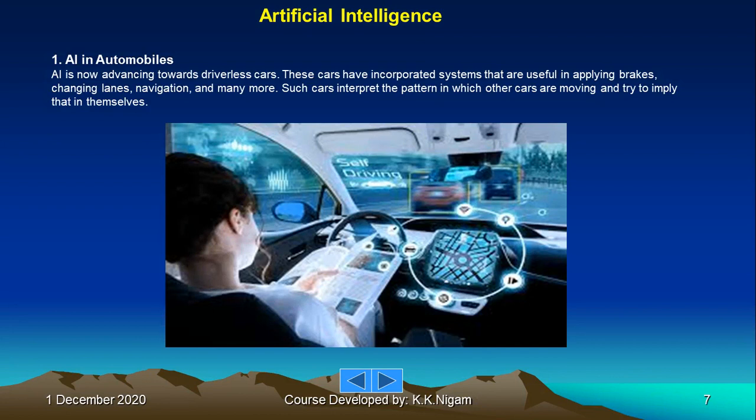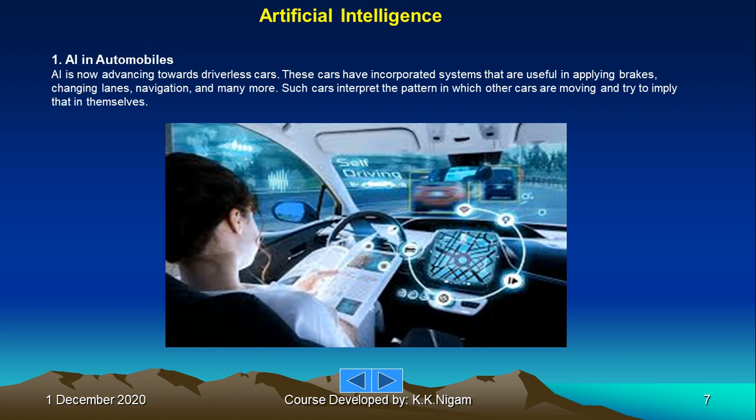AI is now advancing towards driverless cars. I think you must have heard about driverless or self-driven cars. These cars have incorporated systems that are useful in applying brakes, because there is no human being present to drive the car. Therefore, everything has to be done by the car itself.